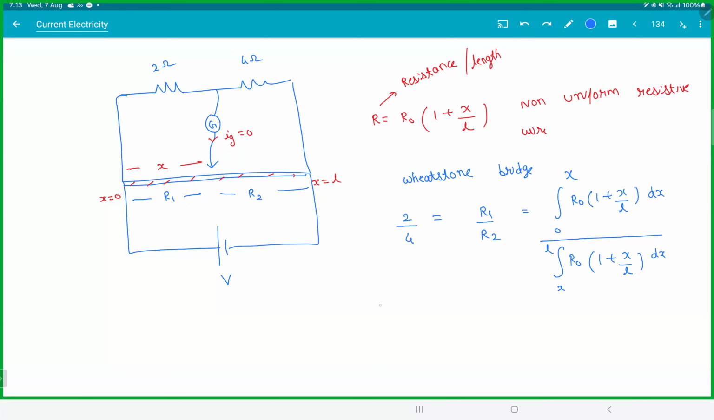R0 will cancel. You'll end up with x plus x square by 2L, and this would be x plus x square by 2L. Limits will go from x to L. This will go from 0 to x. This ratio is half. Are you getting anything good here? This thing looks bad, I guess. I don't know. That will be 2x plus x square by L is equal to L plus L by 2 minus. Yeah, I think you'll get something good. This will be a quadratic.